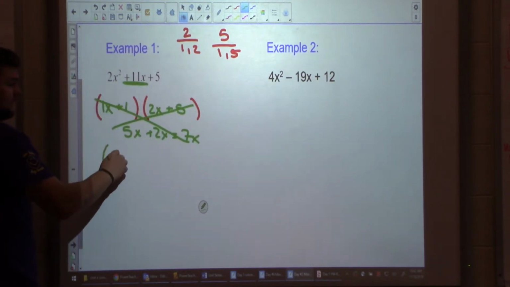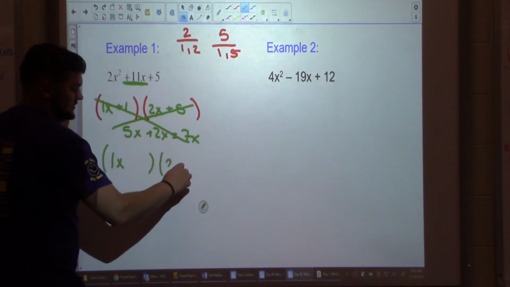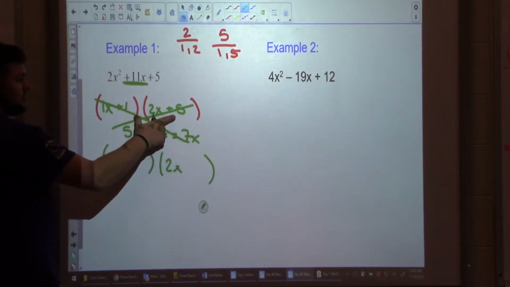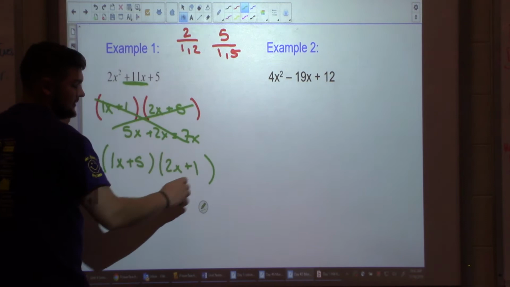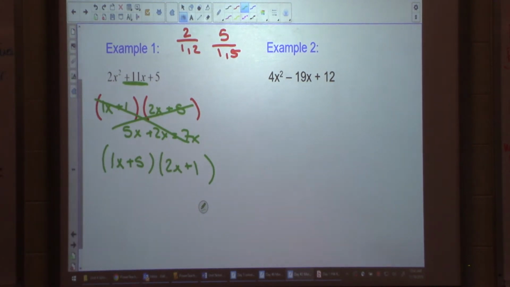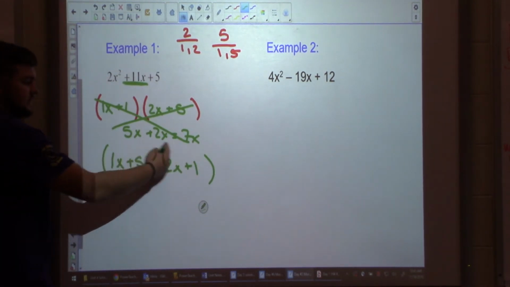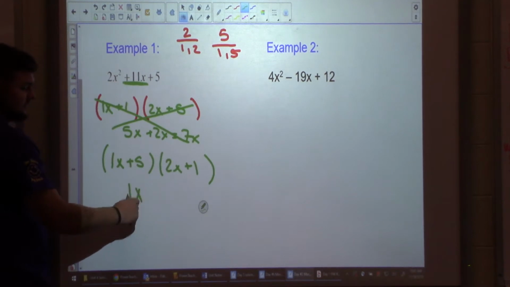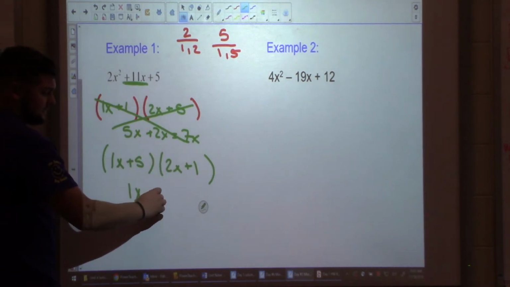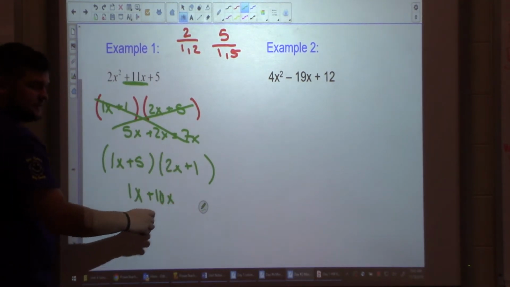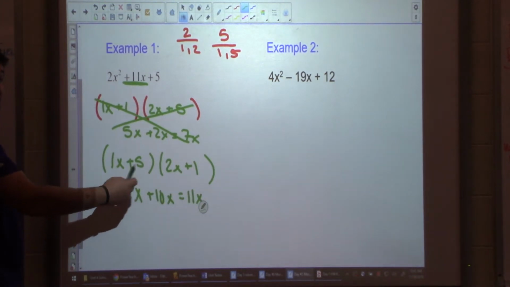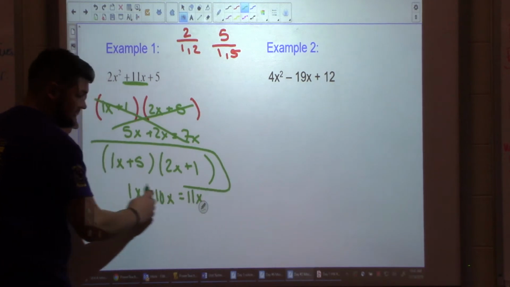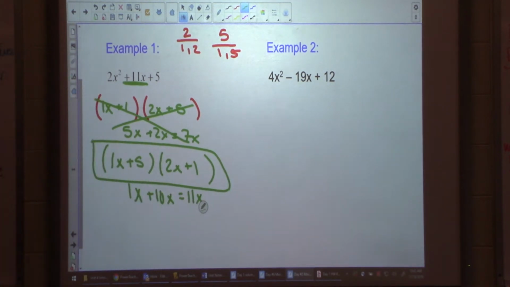So I'm going to try it again, but I'm going to do 1x, 2x, and I'm going to switch the 1 and the 5 now. So I'm going to try plus 5 plus 1. Let's try this. 1x times 1 is 1x. 5 times 2x is 10x. Oh, yeah. I get 11x. Does that work? Yes. So that is my answer right there.